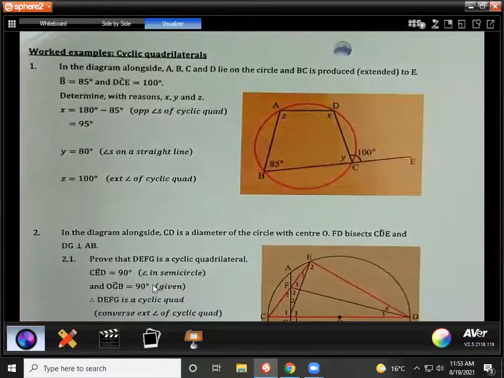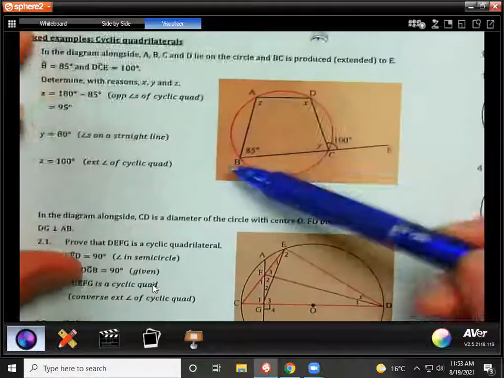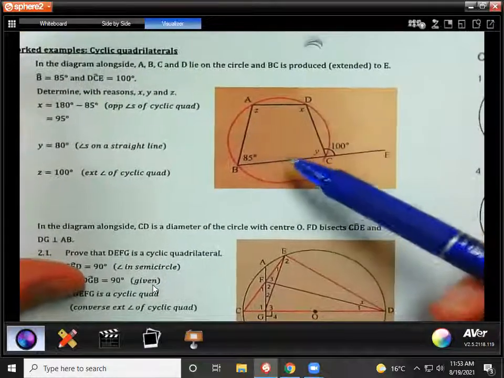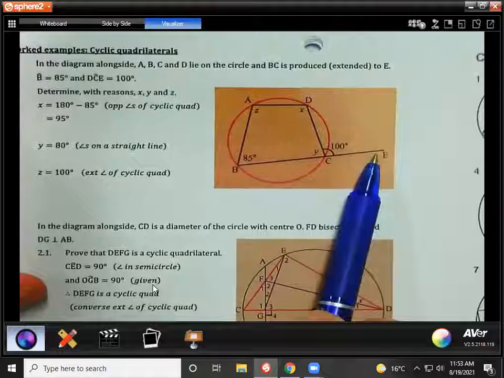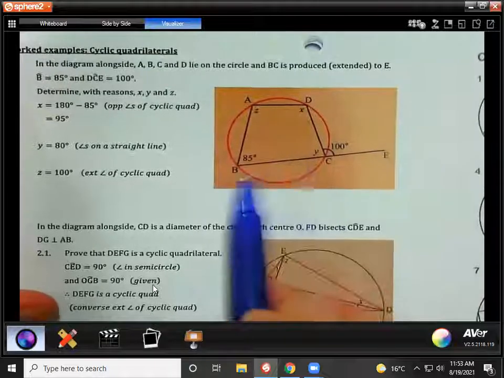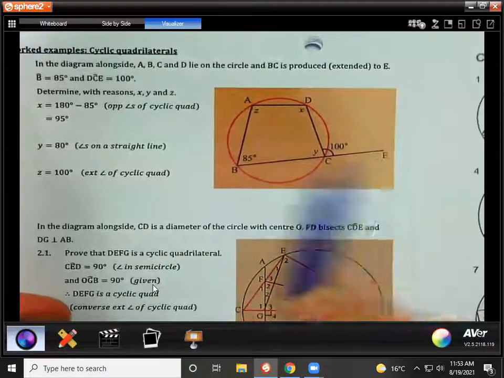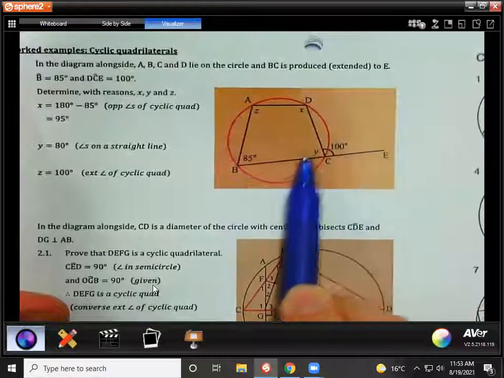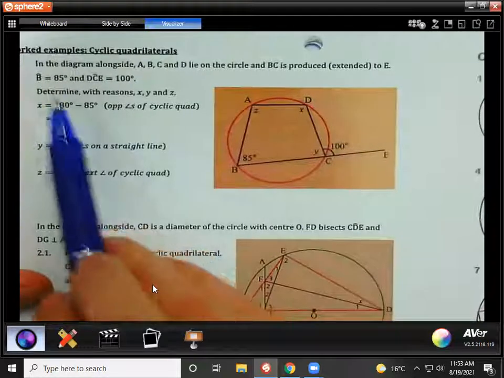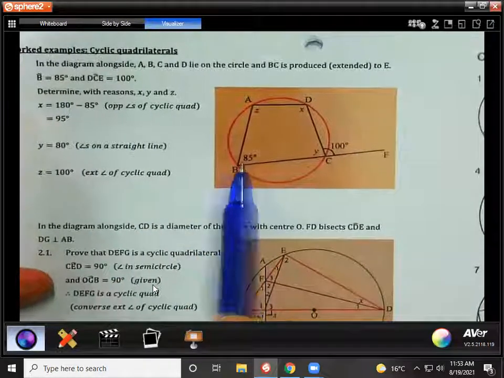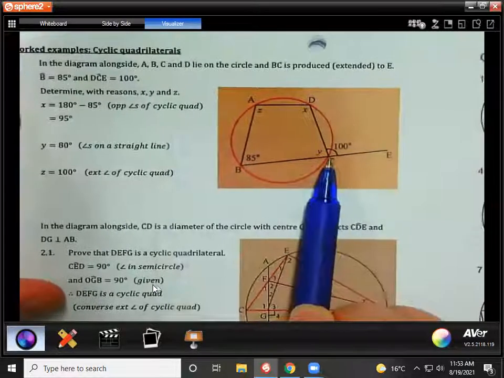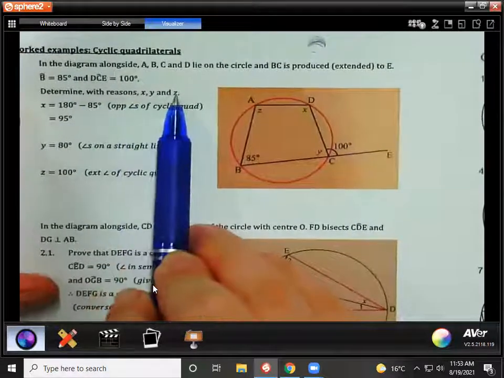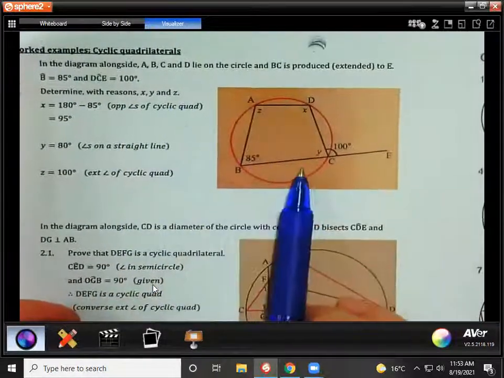They're saying in the diagram alongside, A, B, C, and D lie on the circle, and BC is produced, so extended to E. That is telling us that BCE is a straight line, so we could use angles on a straight line if we wanted to. Angle B is 85 and DCE is 100 degrees. Determine with reasons X, Y, and Z. So they want us to find these values.